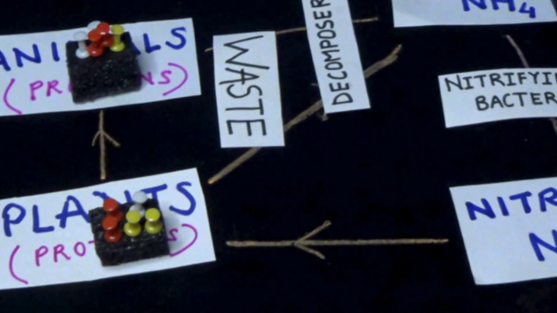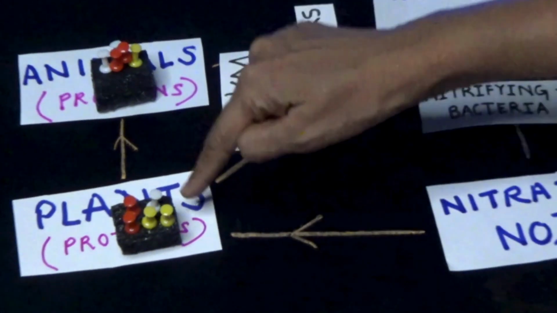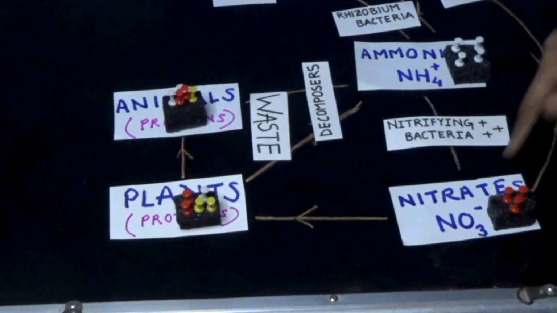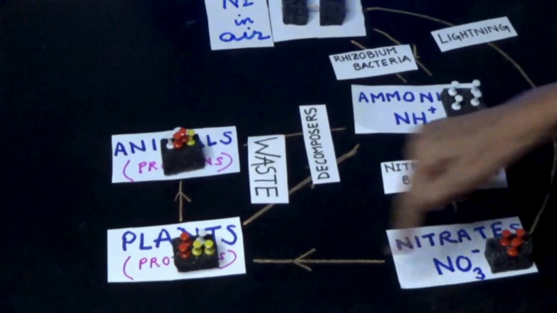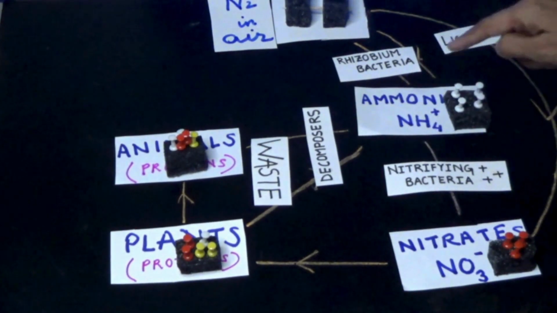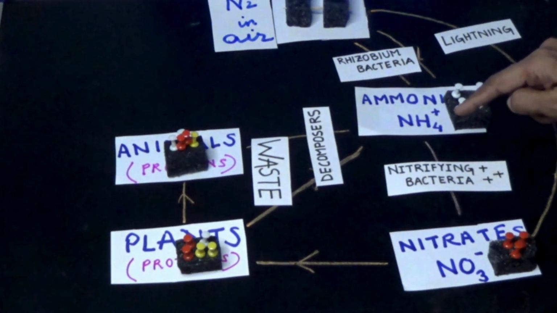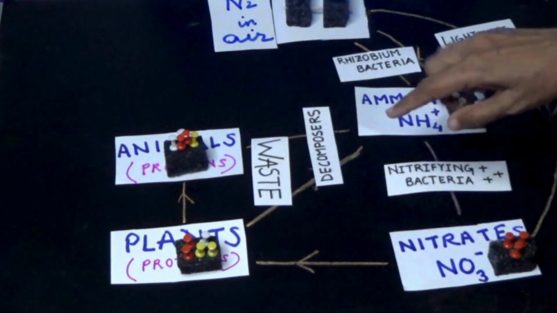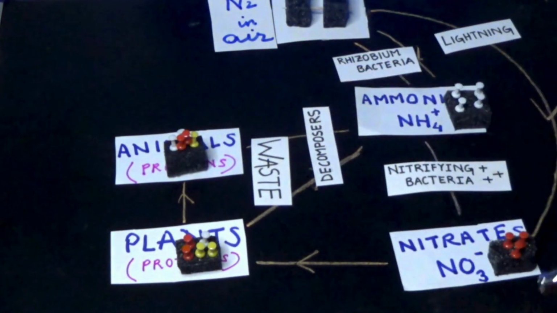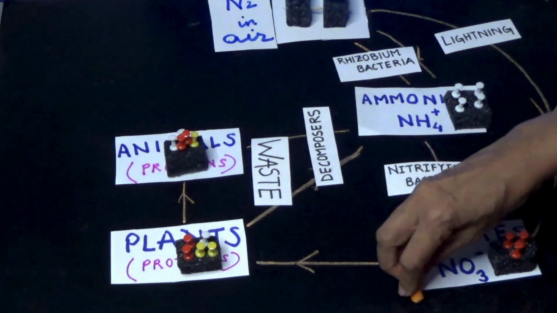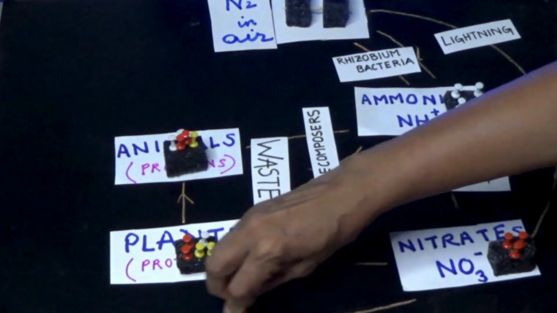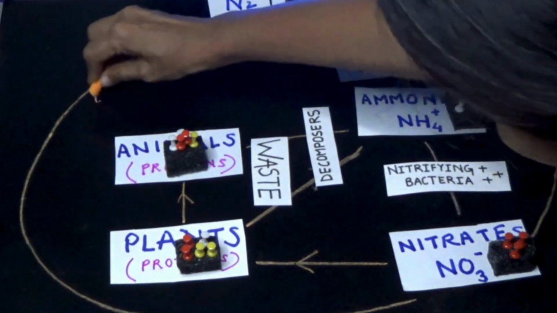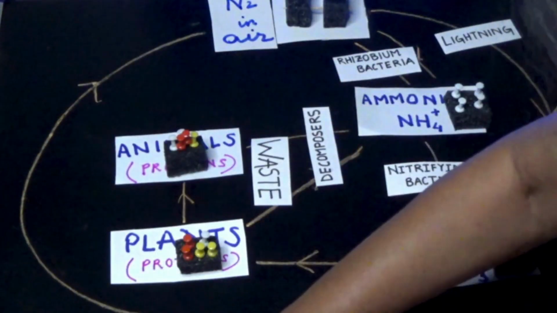So we have this other process through which nitrates have reached plants and animals. Two processes through which we have seen how nitrates are made available to plant and animal bodies, and therefore they are utilized by these living organisms. Now, how would these nitrates reach back the air? How would nitrogen reach back the air?